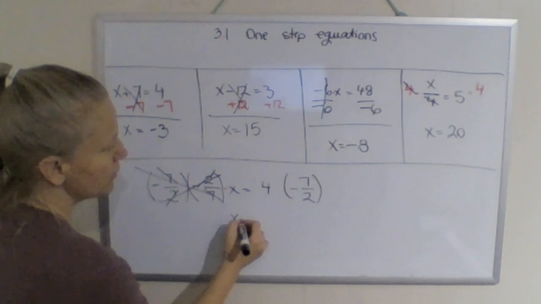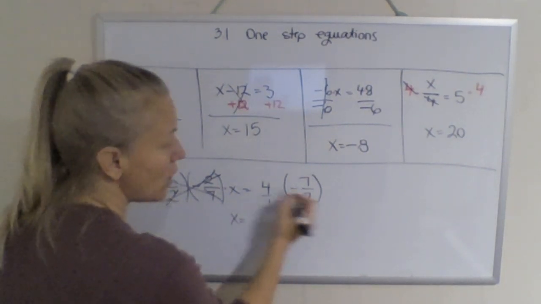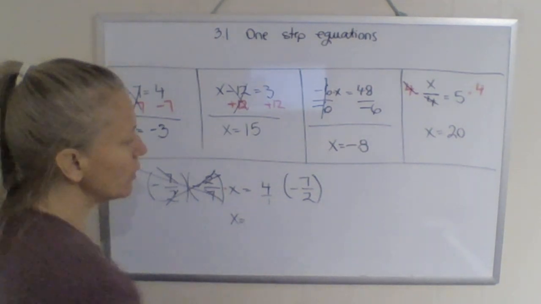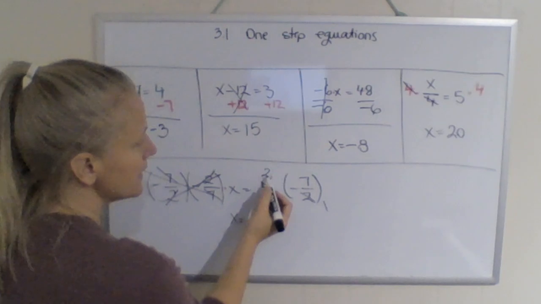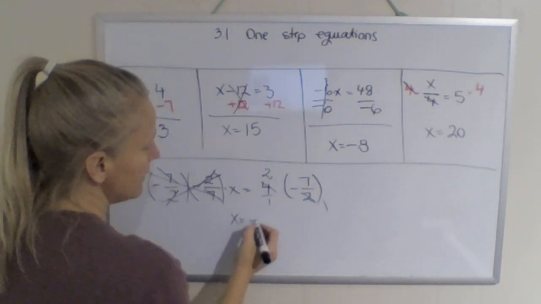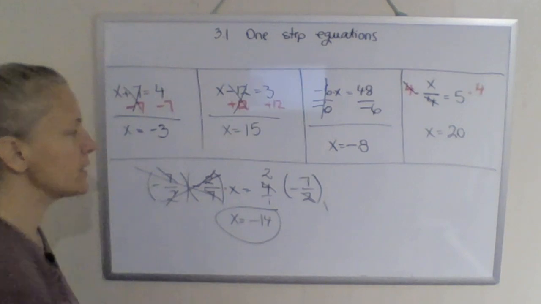I have x equals, and there's 2 ways to do this. You either multiply across, and then you reduce, or you can go 2 into 2 once, 2 into 4 twice, 2 times negative 7, negative 14, because it's a positive times a negative. And we solved it like this.